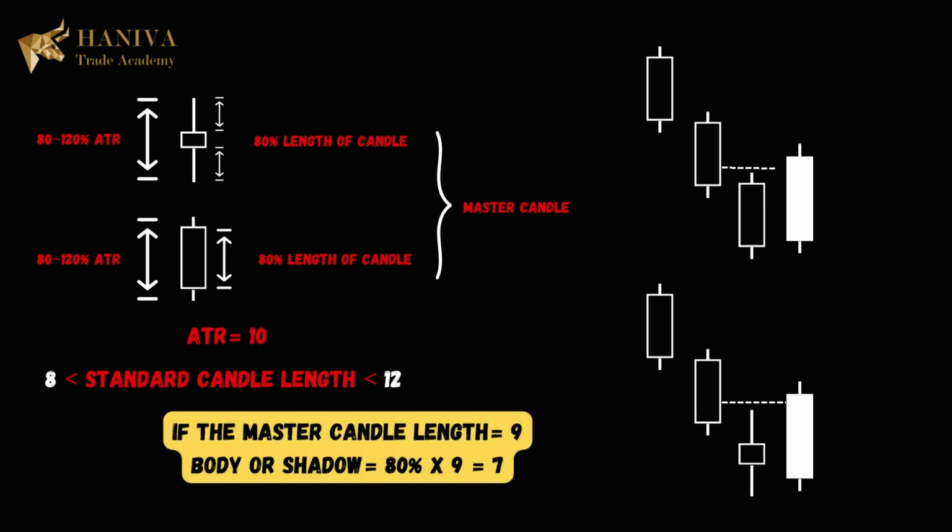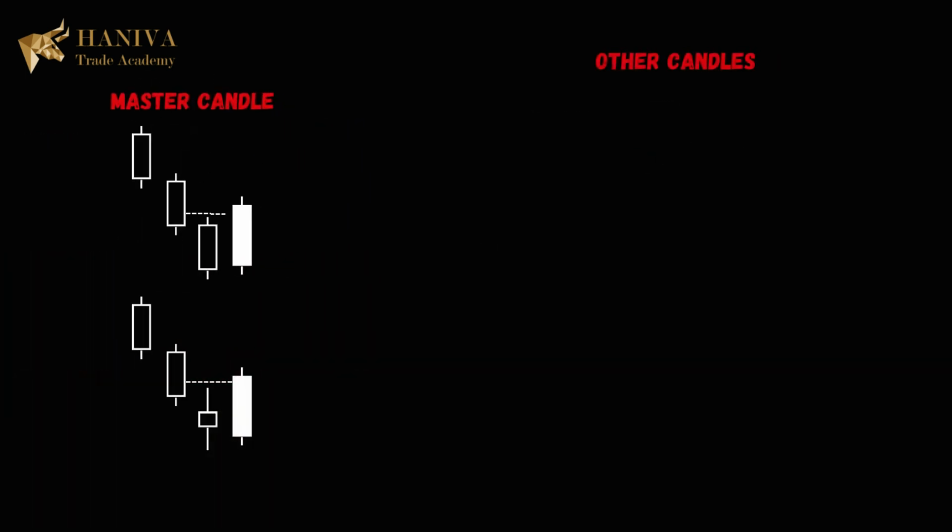For a candle to be considered a master candle, it must have 80% of its length as the body or shadow. This means if the length of the candle is 9 pips, at least 7 pips of it must be the body or shadow for us to consider it a master candle.